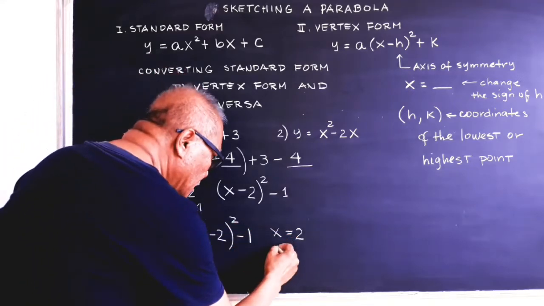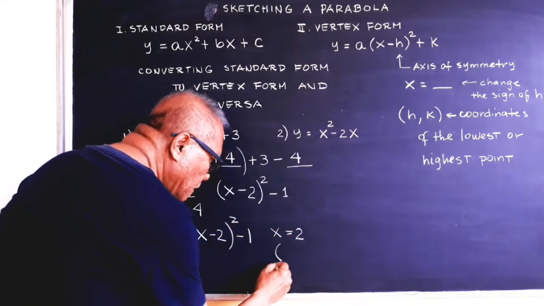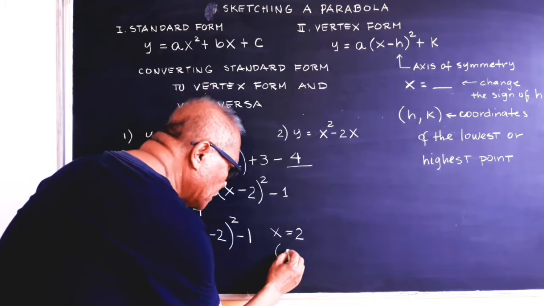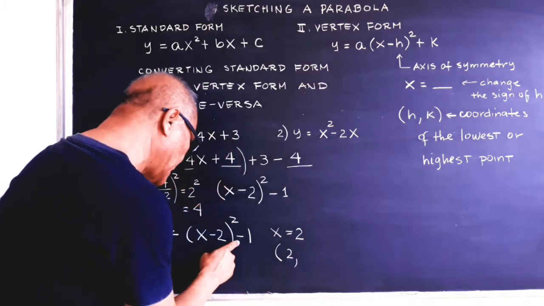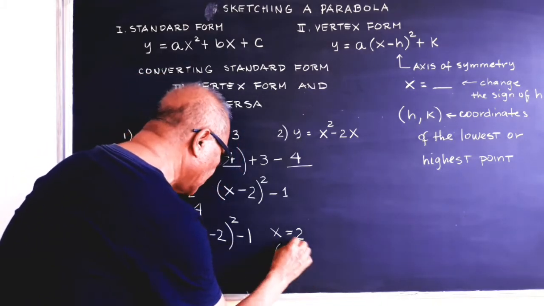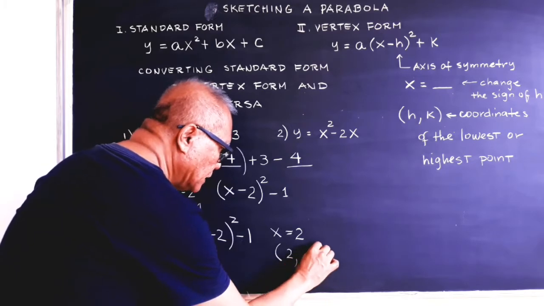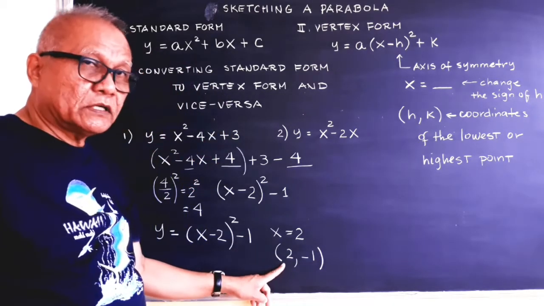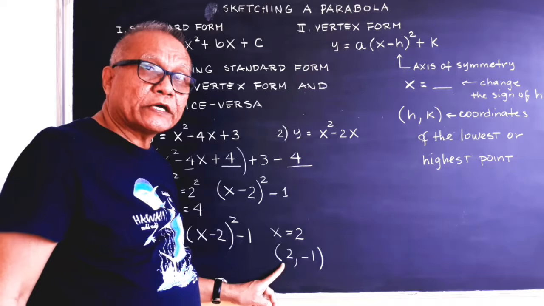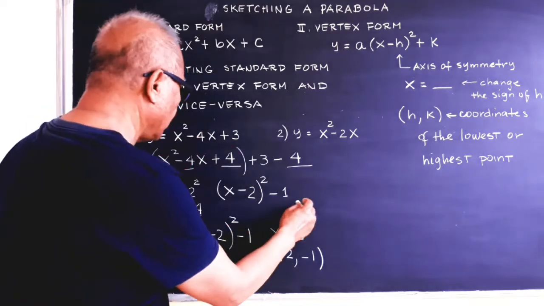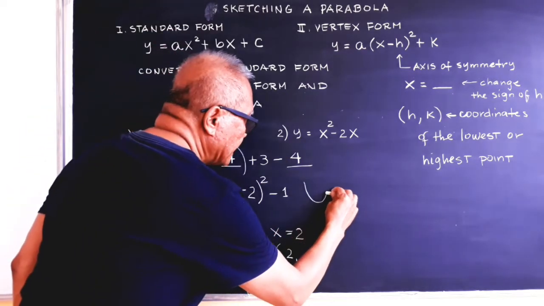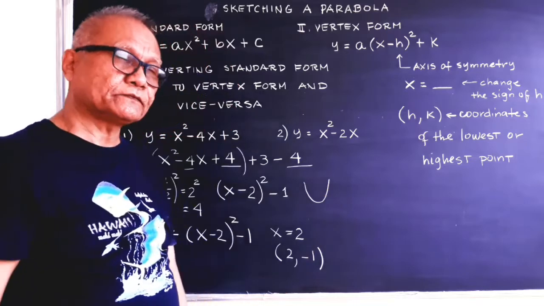Okay. So the coordinates of our lowest point will be the 2 here and negative 1 here. This is the coordinates of our lowest point because our graph is like that here.